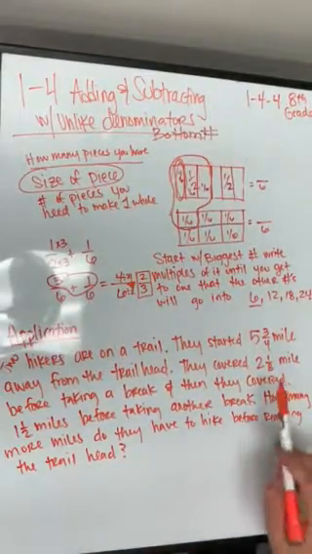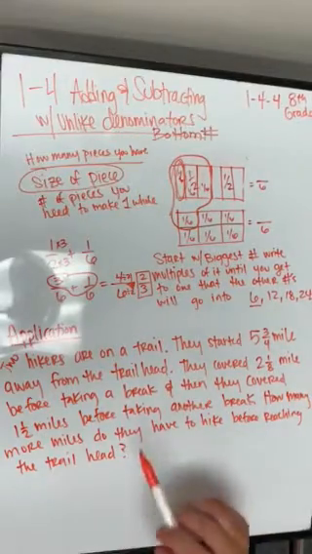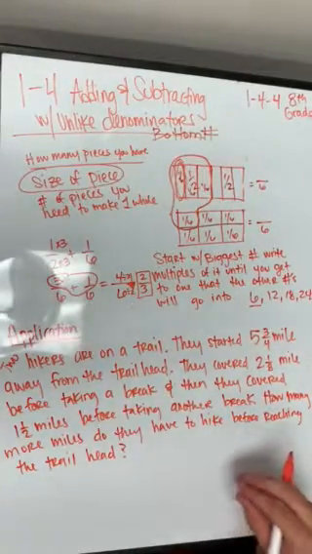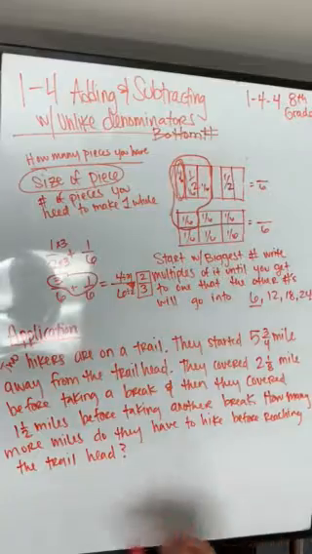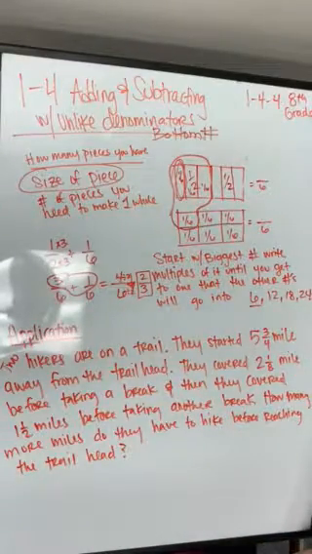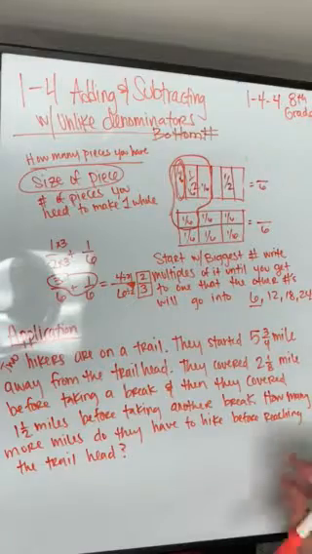Okay. Two hikers were on a trail. They started 5 3/4 mile away from the trailhead. They covered 2 1/8 mile before taking a break, and then they covered 1.5 miles before taking another break. How many more miles do they have to hike before reaching the trailhead?